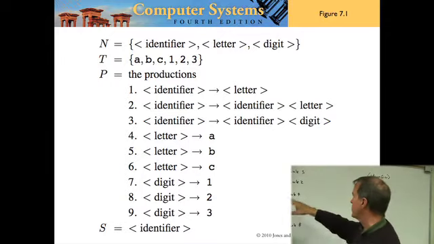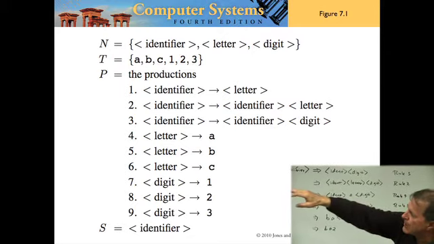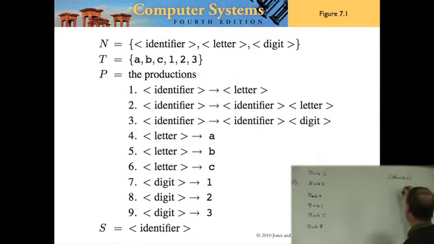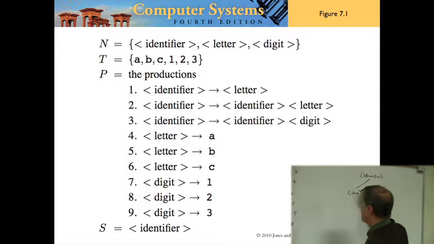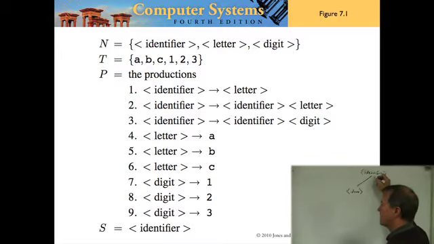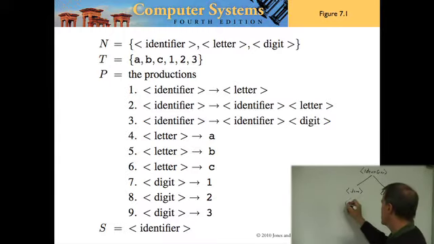So what rule did we use for the first one? We used rule 3. And rule 3 says what? An identifier produces an identifier and a digit. So here we go, identifier, and here comes digit. Do you see how that rule makes these two branches? And then what do we do? We branched identifier to identifier and letter.